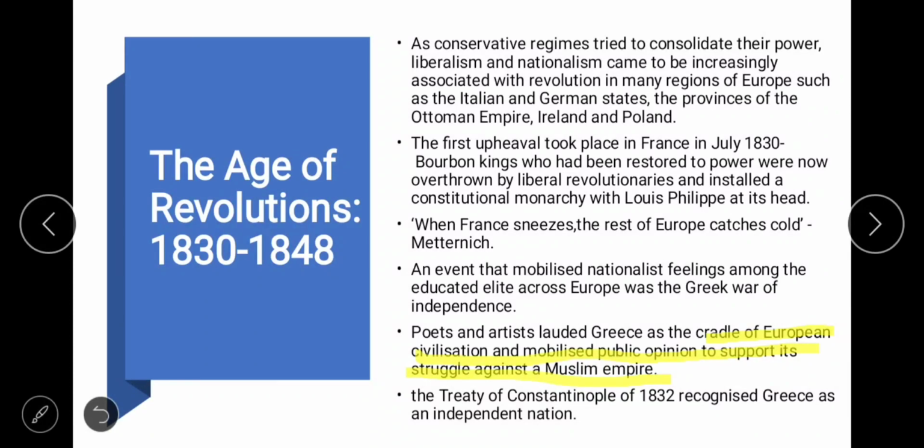The Treaty of Constantinople of 1832 recognized Greece as an independent nation.